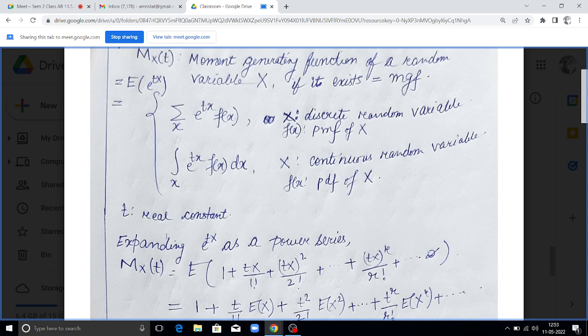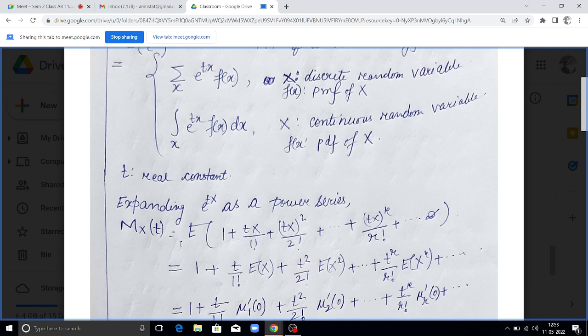Usually it is a positive integer, but we have taken it to be a real number, which is a constant. Now let us expand this e to the power tx as a power series. This we have already done in class 11 and 12: e to the power 2, e to the power 3, e to the power x, e to the power minus x. These power series, we have done in class 11 and 12. So let us follow that.